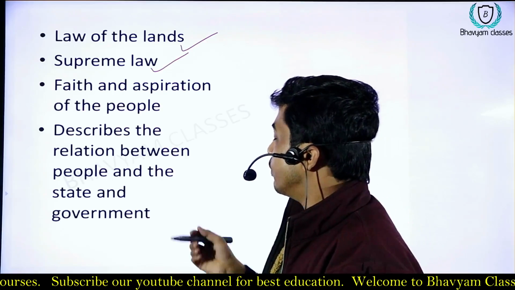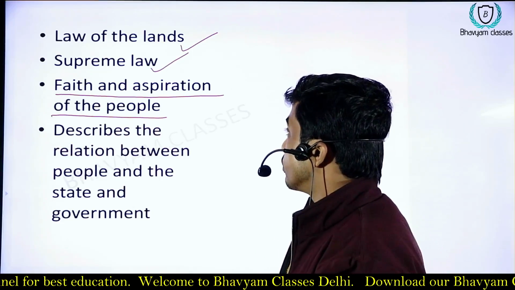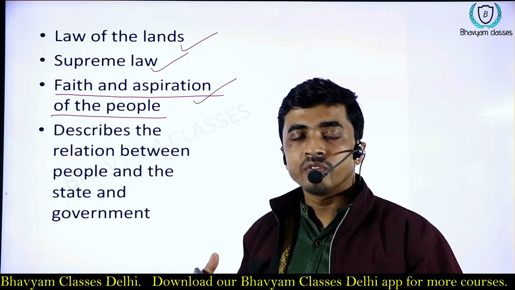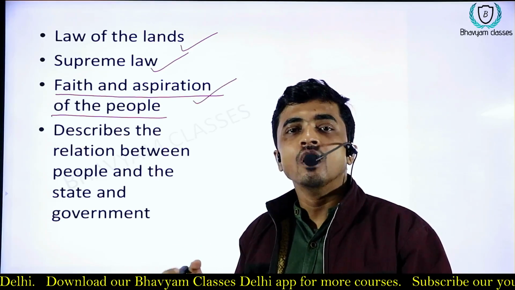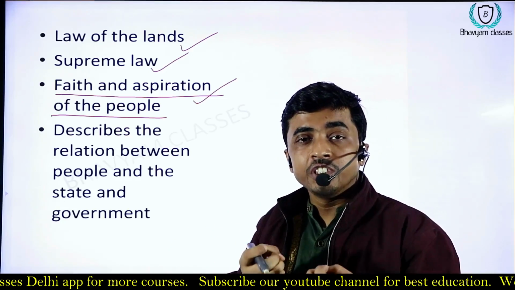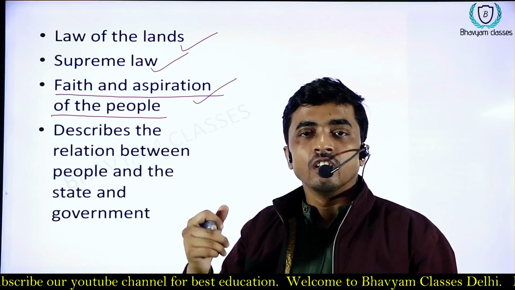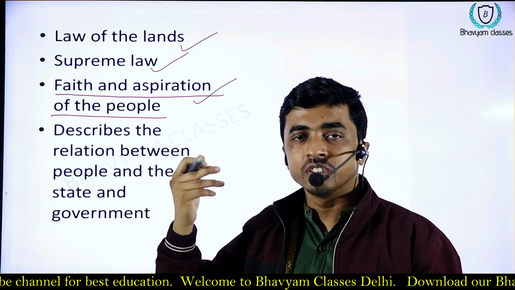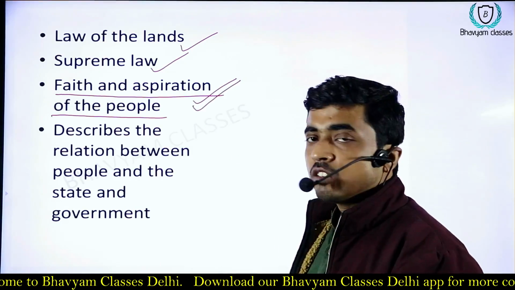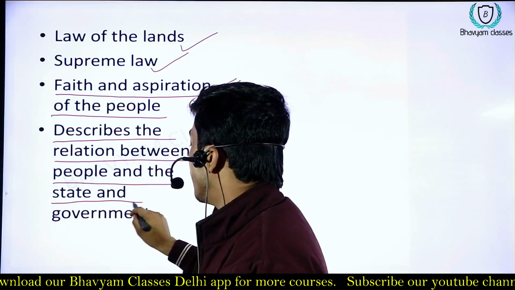And when our constitution was formed, our constituent assembly framed it, so the constitution reflects the faith and aspiration of the people. Our constitution was framed by people who were part of the national movement, and the members of the constituent assembly were elected, and in some cases nominated. The people were directly or indirectly part of the framing of our constitution. So that's how it reflects the faith and aspiration of the people. The constitution also describes the relationship between people and the state and the government.